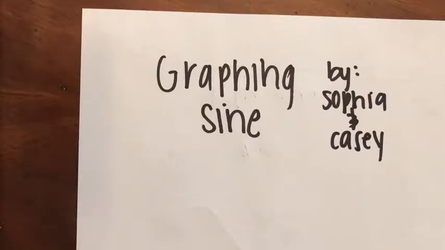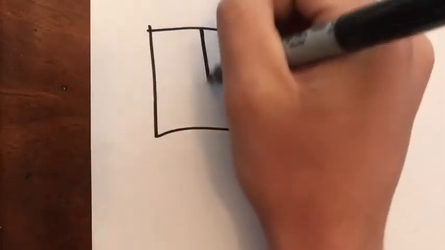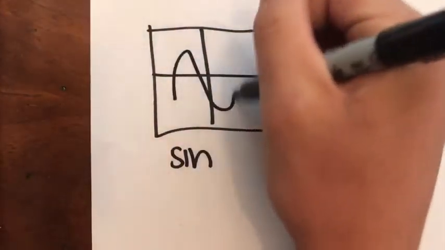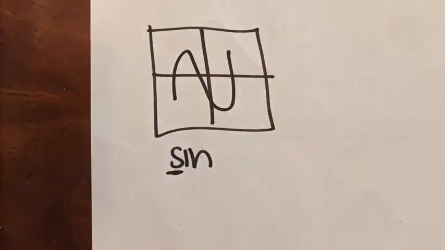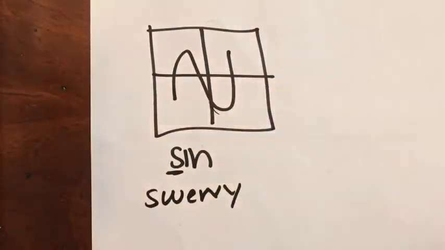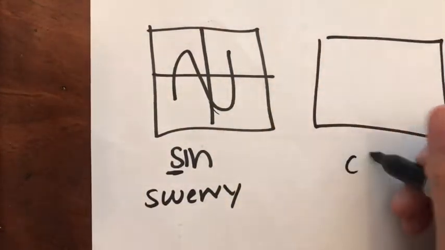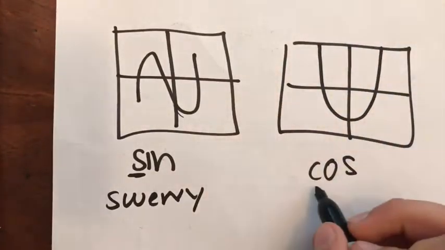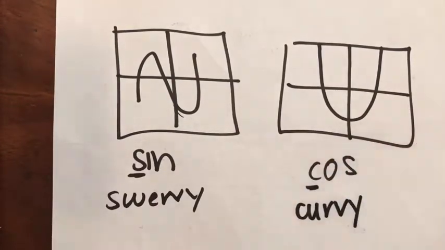Okay guys, today we're going to be working on graphing sinusoidal curves. So first I have a quick tip for you. If this is your graph, and let's say this is sine. Sine goes like this, and I like to think of the S to stand for swervy because it swerves like that. And then cosine, you could remember that it's C, which is curvy. So that's just one quick trick that will help you tell the difference of a sine and a cosine graph.